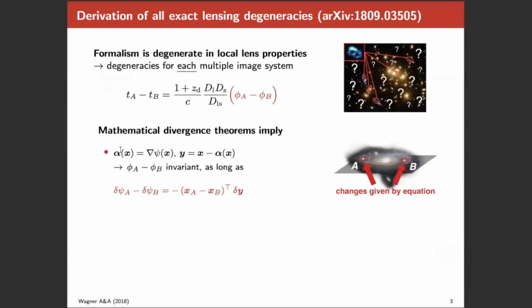So let's have a look at the first degeneracy. So we assume now that the deflection angle is given as the gradient of this deflection potential.